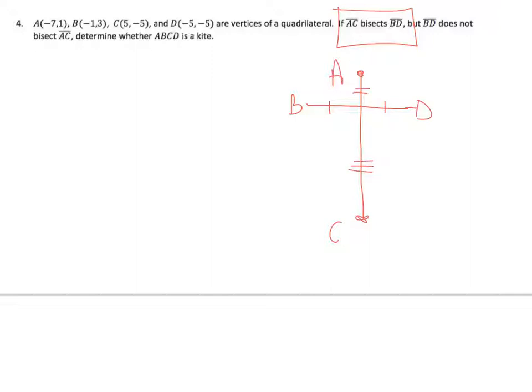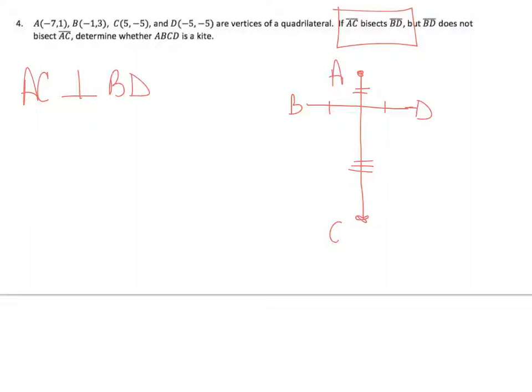All right, last practice problem. So A, B, C, and D are the vertices of a quadrilateral. If AC bisects BD, but BD does not bisect AC, determine whether ABCD is a kite. So AC, I'm not plotting it, but I'm just going to say AC bisects BD, but BD does not bisect. That's not long enough. So those are congruent, but those are not. Okay, is it a kite? So we want to figure out if AC is perpendicular to BD.